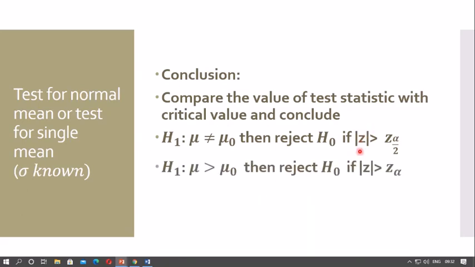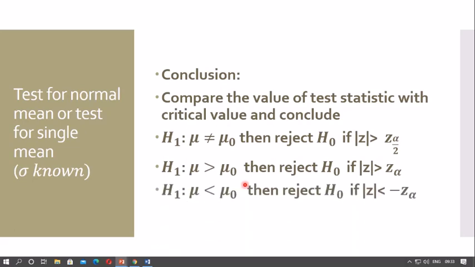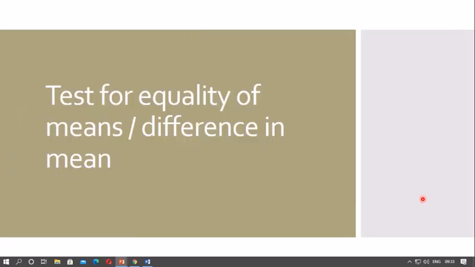Now in the second scenario, we reject H naught if modulus Z is greater than Z alpha, that is when the alternative hypothesis H1 is mu greater than mu naught. The third scenario is when H1 is mu less than mu naught, then we reject H naught if Z is less than minus Z alpha. Now that was the test for single mean.